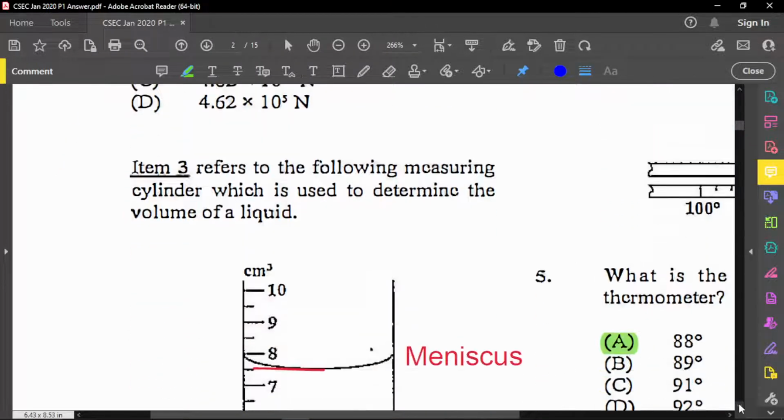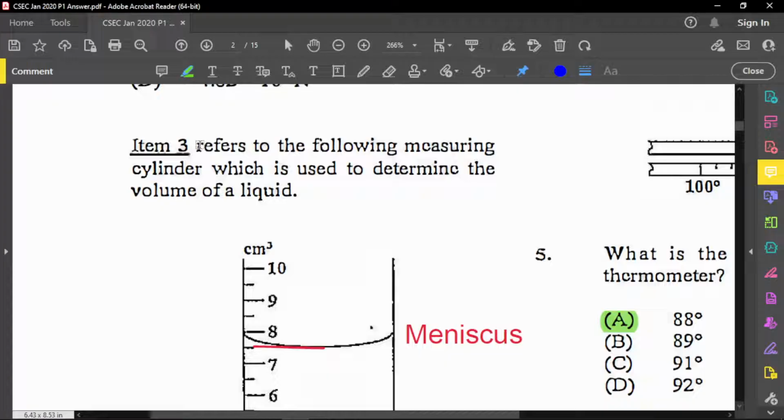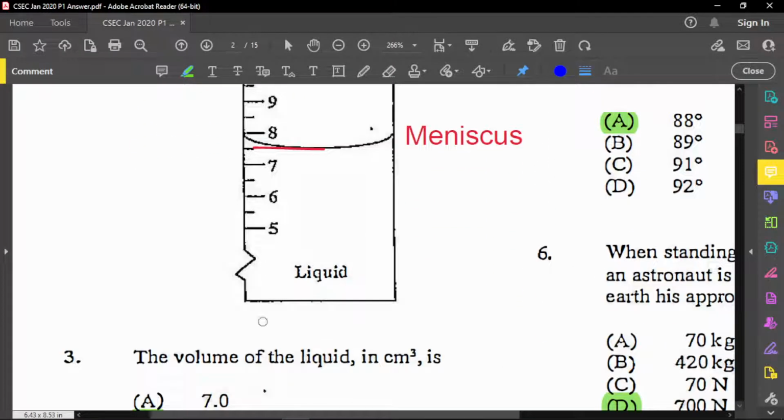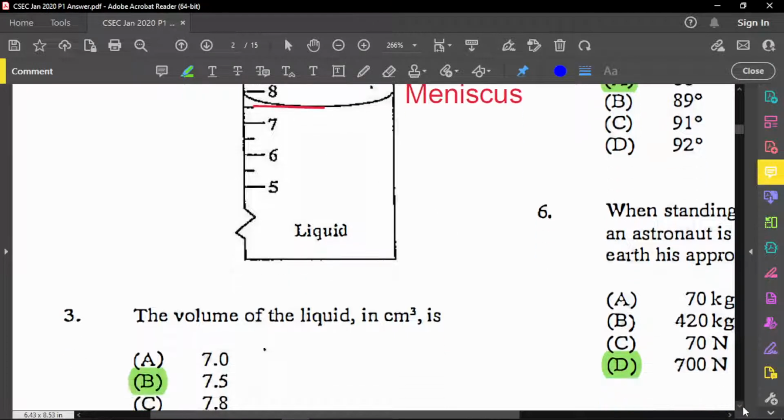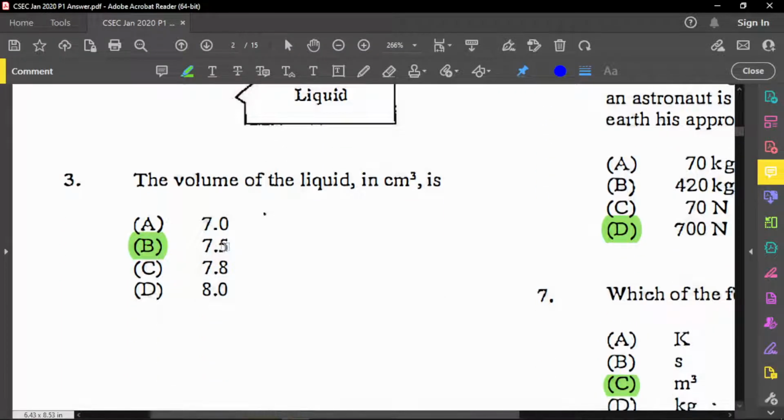For question number 3, it said that item 3 refers to the following measuring cylinder, which is used to determine the volume of a liquid. And so they're asking us the volume of the liquid in centimeters cubed. What you need to do is to read at the bottom of the meniscus. And notice that the bottom of the meniscus is on this line marked in red. And so it is just between 7 and 8. And so that is 7.5, so it's halfway through. And so 7.5 centimeters cubed will be the volume of the liquid.